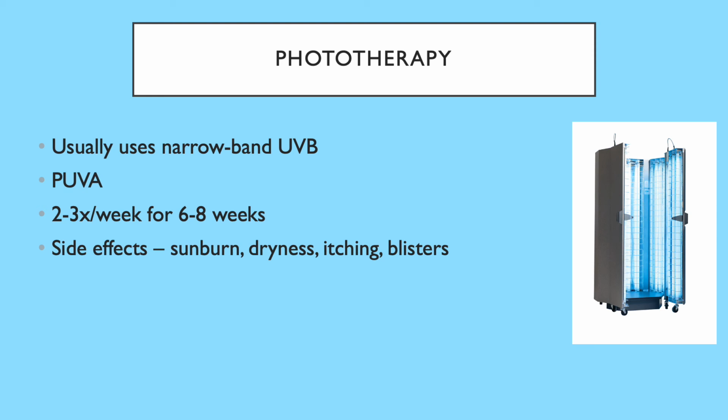Phototherapy is another treatment option. It is useful for widespread disease or where there is resistance to topical treatment. Narrowband ultraviolet B therapy is usually used, but PUVA can also be used. PUVA involves taking a tablet called psoralen to make your skin more sensitive to light, then being exposed to ultraviolet A light. Phototherapy has a complex mechanism of action, targeting skin immune cells and keratinocytes. Most patients have 3 treatments a week for 6 to 8 weeks. Side effects include mild sunburn, dryness, itching and blisters.